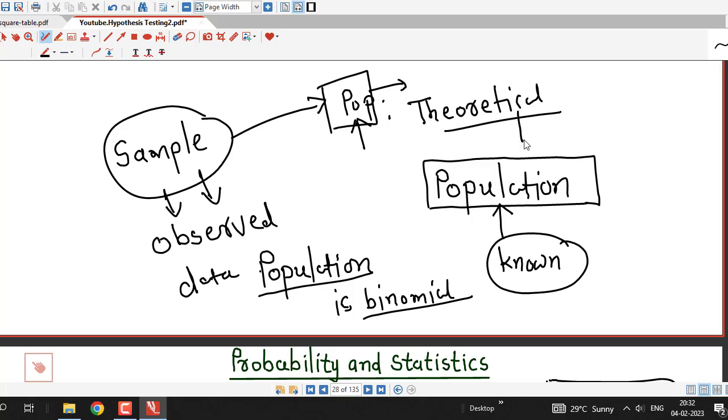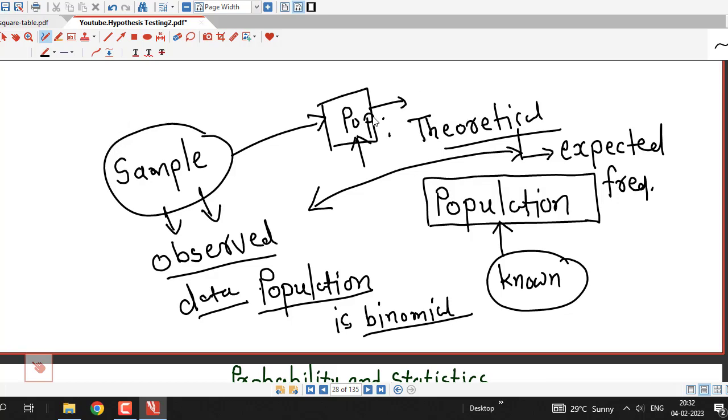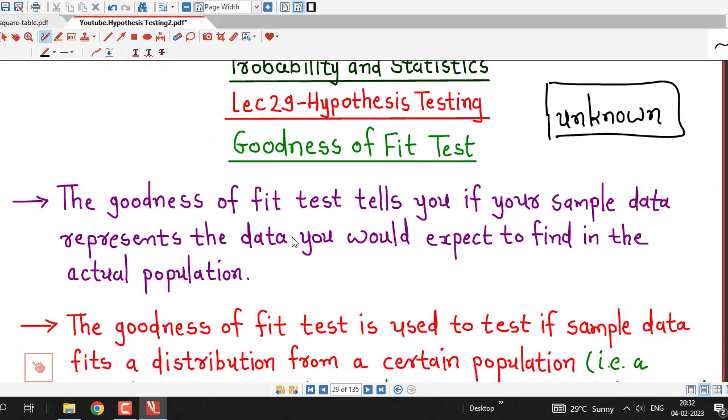Using that theoretical distribution hypothesis, we find the expected frequencies by computing the corresponding probabilities, and then we check whether these expected frequencies are close to the observed frequencies or not. Using some goodness of fit test we test whether that population follows the particular theoretical distribution or not. That is the whole idea of the goodness of fit test.